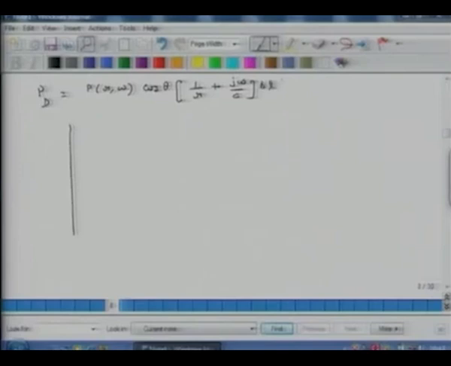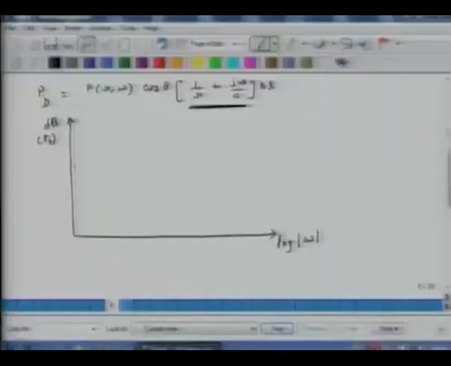If I plot in decibels, because of this particular term, how will my Bode plot look? This is log omega. This is decibels for PD. A Bode plot has a low frequency asymptote and a high frequency asymptote. What is the low frequency asymptote going to look like? Flat line. And the high frequency asymptote? Increasing 20 dB. It will have a positive slope of 20 dB per decade.